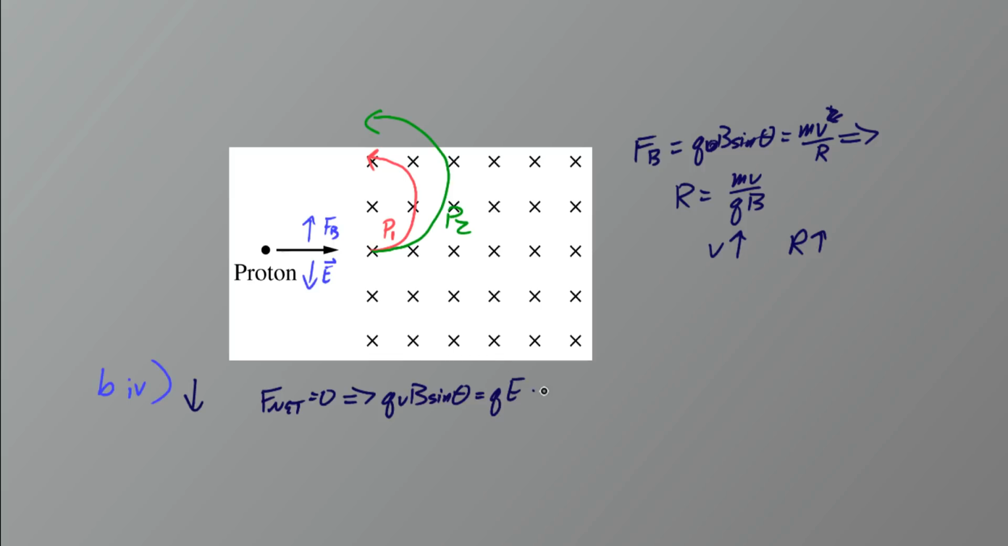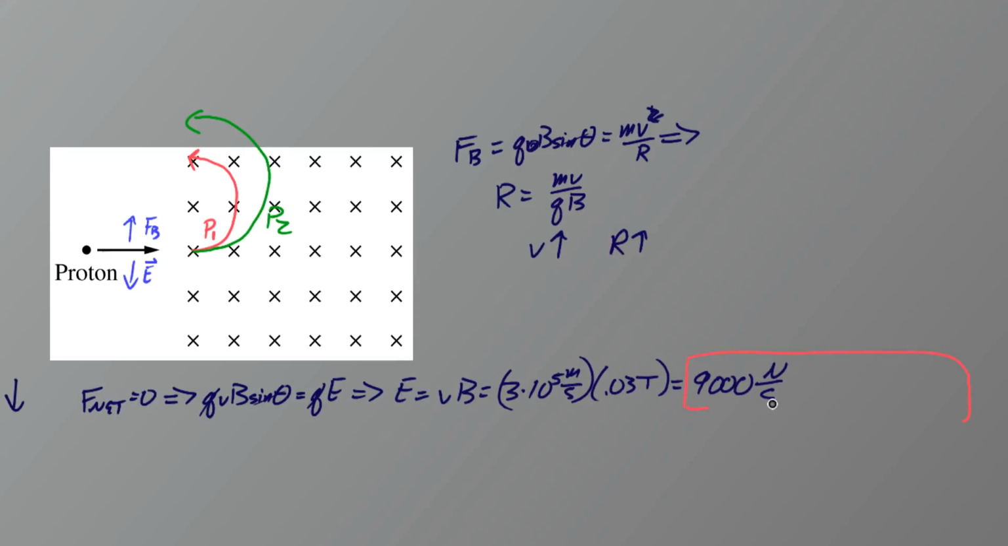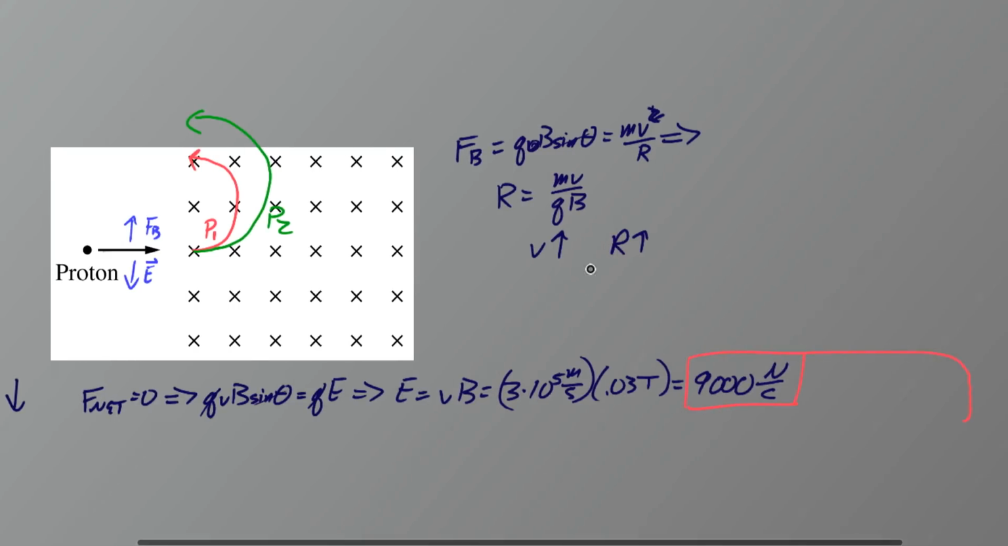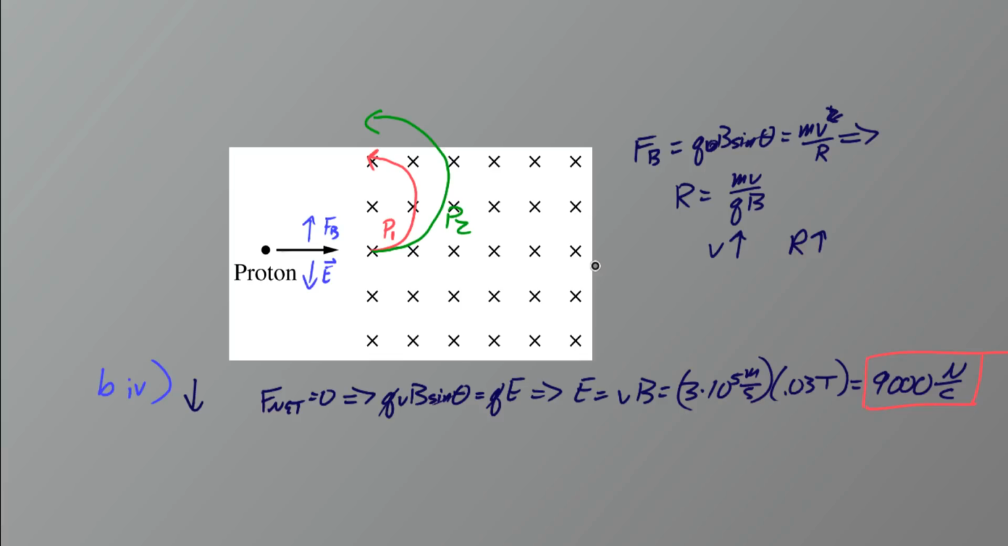All we have to do then is solve for E. Again, Q's cancel out. Sine theta is going to be 1. E is going to be equal to VB, or 3 times 10 to the 5th meters per second, times our magnetic field strength, 0.03 Tesla, which works out to be about 9,000 newtons per coulomb. Whoops. Went a little bit to the left there. So I think that covers us for number 1.